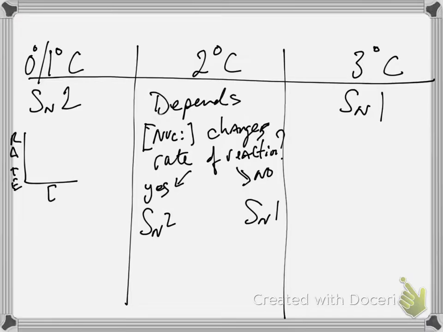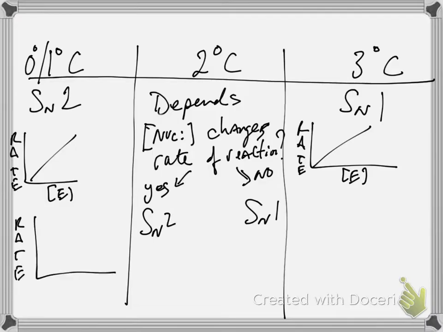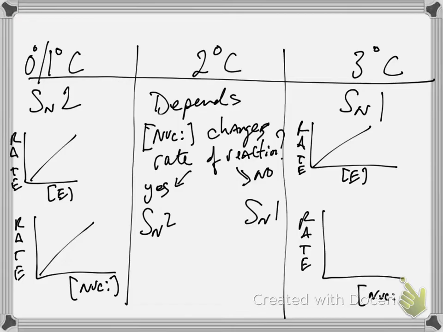Alright, so we look at the graph of rate versus concentration of the electrophile. In both mechanisms, that's linear, because the electrophile is always in the rate law. If we look at the rate versus nucleophile for the two, we have first order using SN2 because it is in the rate law, and zero order in SN1 because it's not in the rate law.